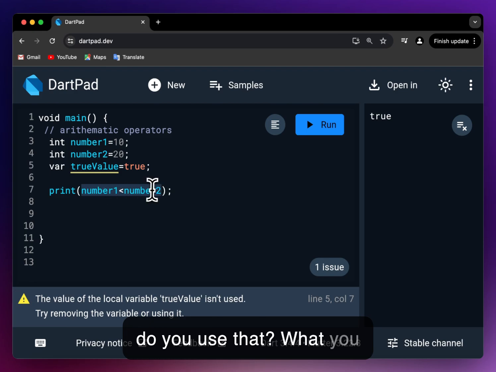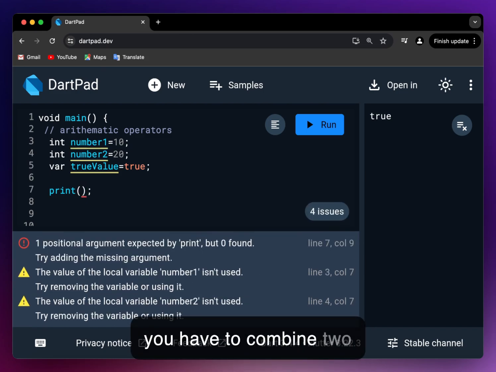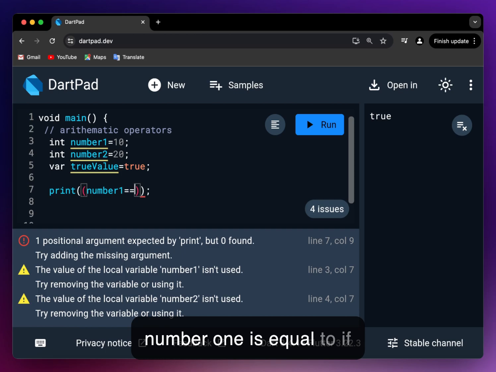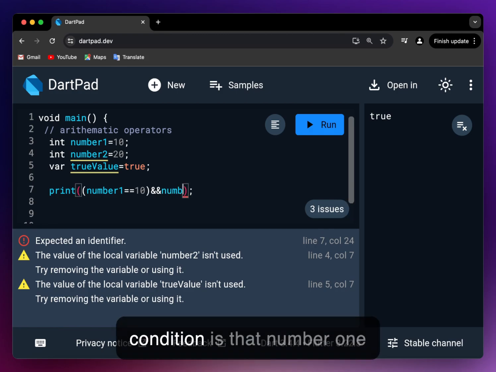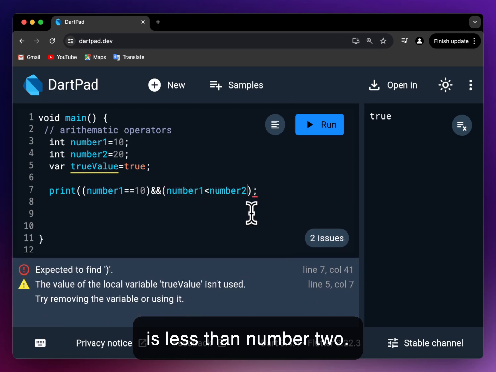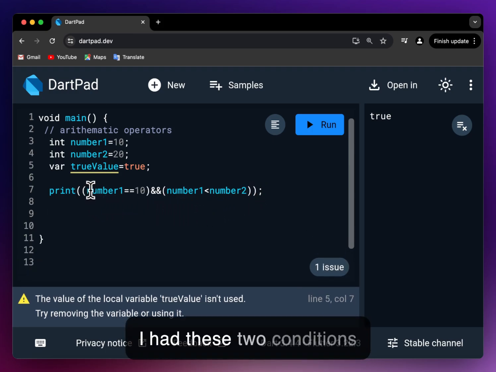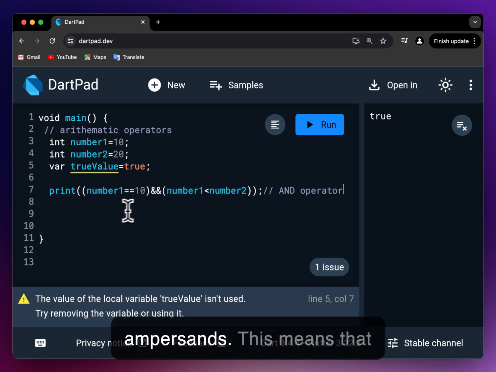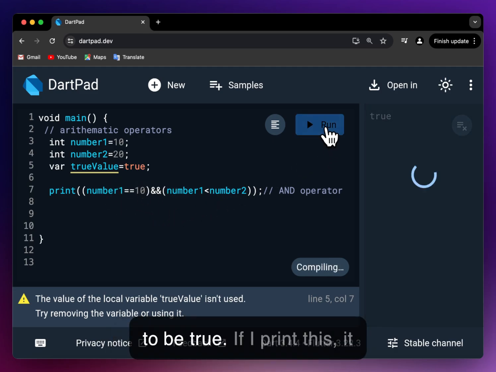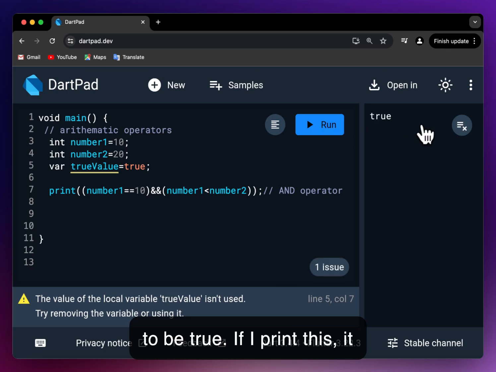Okay, then we have the logical operators. And how do you use that? What you do is, for example, when you have to combine two conditions. So let's say if number 1 is equal to 10, and then the second condition is that number 1 is less than number 2. Now I had these two conditions and I combined them with this operator, which is called an AND operator and is represented by two ampersands. This means that both of these conditions have to be true for the whole value to be true. If I print this, it comes in true.